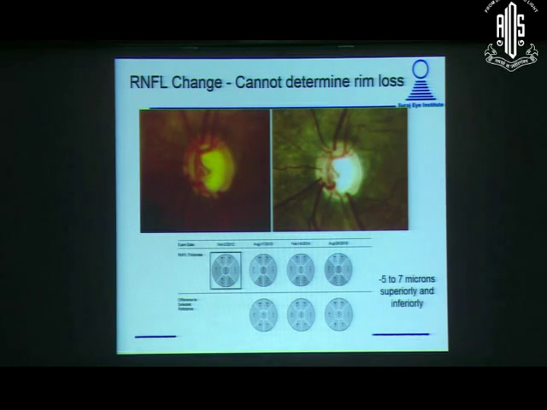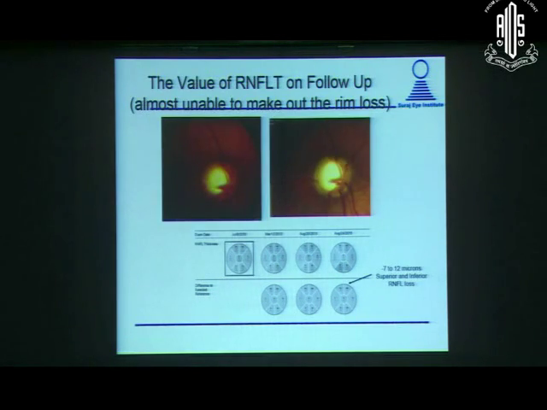So sometimes you have retinal nerve fiber layer change, and the change is roughly about 5 to 7 microns superiorly and inferiorly, but you're not able to make out any significant change. Of course, you can see that the color of the optic disc is very different. That often happens, depending on who's taking the image, and that can cause a great amount of difficulty, especially when you're looking at very minor changes to identify as far as the rim is concerned.